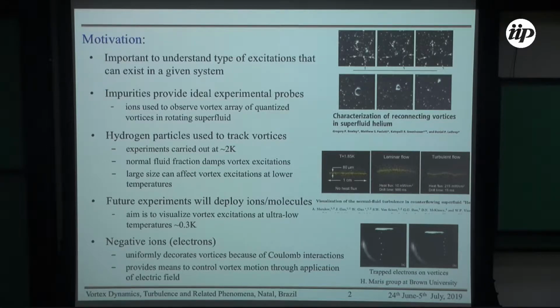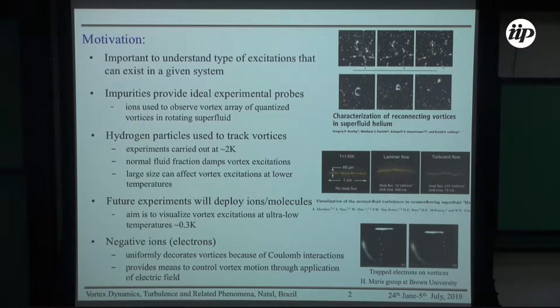So there's a group in Florida, there are the Manchester experiments that are being carried out, where basically they are deploying other types of probes, namely excimer molecules or electrons, to decorate these vortices, and being much smaller, they can begin to infer certain properties of the vortices on the scales of the core size.